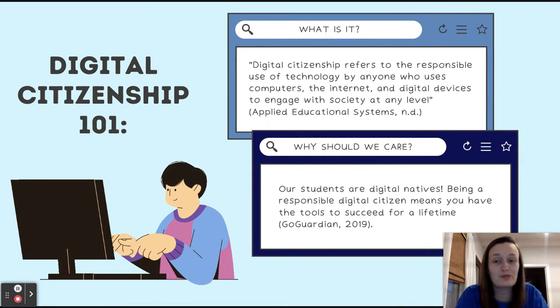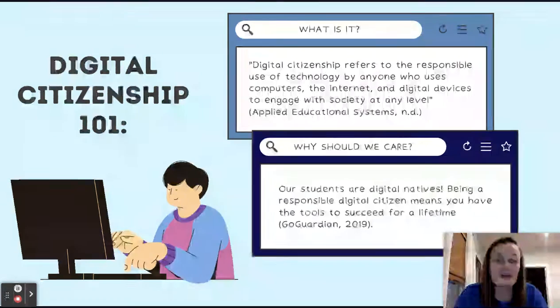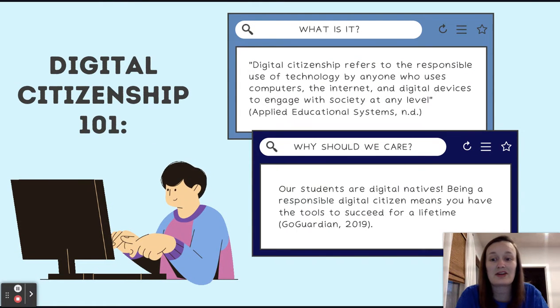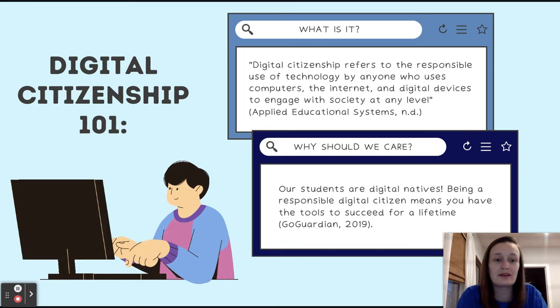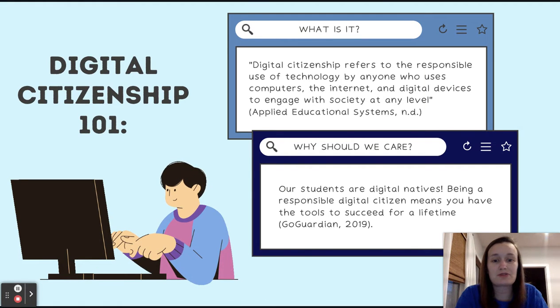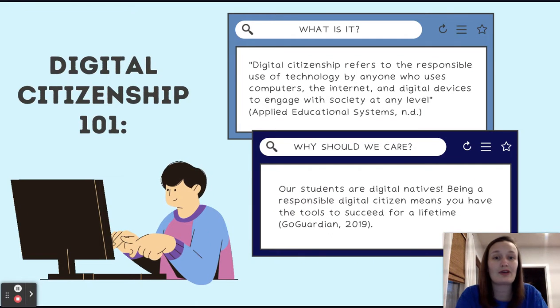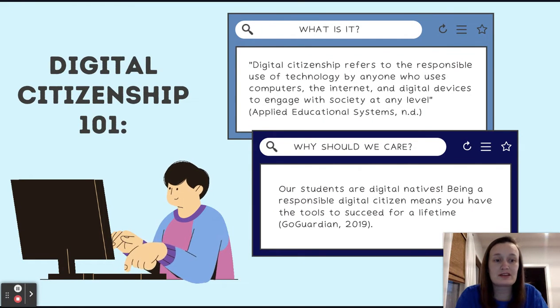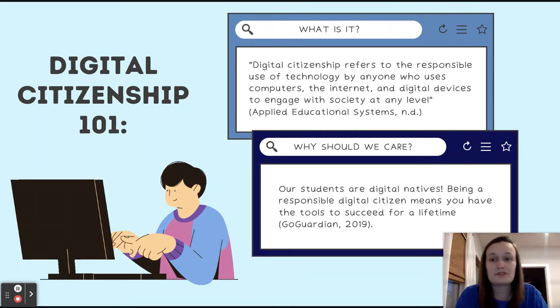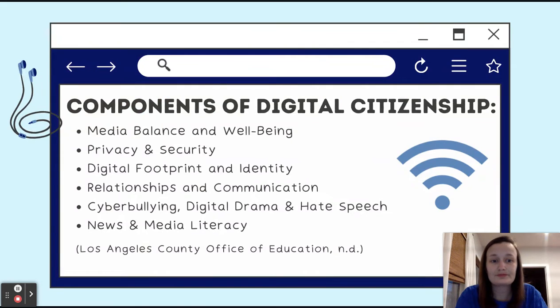And we should care about digital citizenship because our students are digital natives. Our generation invented the internet, they were born into it. And so being a responsible digital citizen means you have to have the tools to succeed for a lifetime. Everything is online: applying for jobs, ordering things, paying your bills. All of those things, they need to be a good digital citizen.